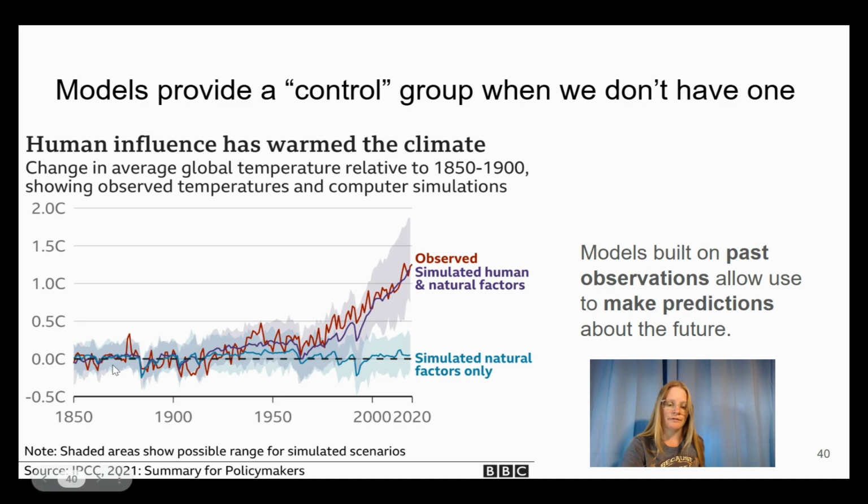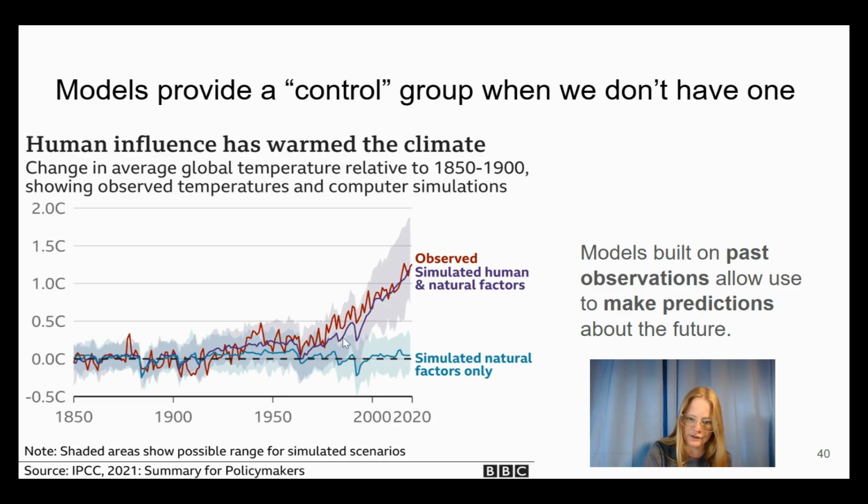If we look at this graph, this blue line gives us our simulated natural factors only. So if we're looking at things like volcanoes and natural wildfires, we would expect our global average temperature to remain the same as it was prior to the Industrial Revolution, which is our zero line in this case. That's our control group. Now let's have our experimental group, where we're including natural factors and human-caused factors of global change. That's what we see in this purple line here.